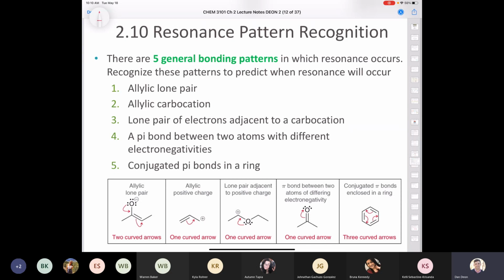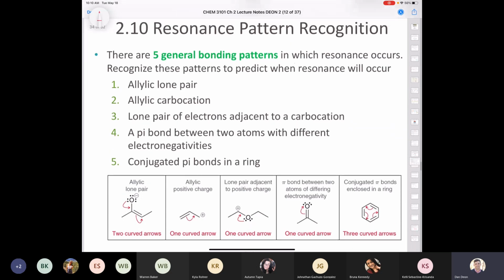So what we're going to do now is take a look at these rules, and then we'll take a break. It's going to take us a few minutes to get through the rules, but before we can try some good resonance practice problems, we've got to take a look at the rules. So here we go. It says there are 5 general bonding patterns in which resonance occurs. You've got to be able to recognize these patterns in order to predict when resonance is going to occur. And we'll look at each one of them in detail.